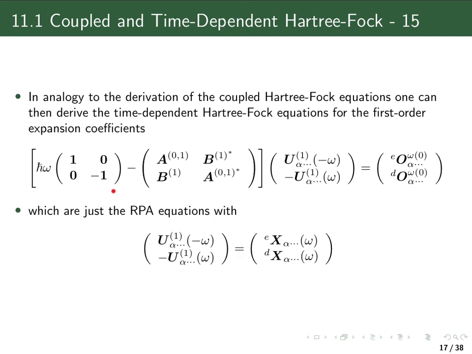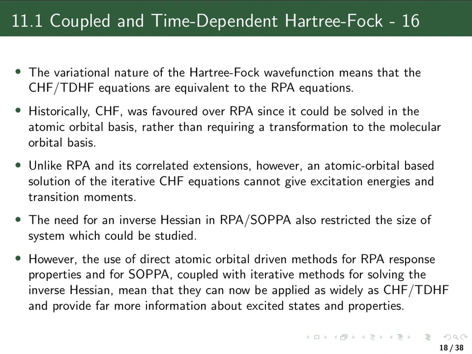And if one compares these equations with what we had for the random phase approximation in chapter 10, we can see again exactly that the U matrices are actually just our RPA solution vectors, the excitation part and correspondingly the de-excitation part. Which obviously means that time-dependent Hartree-Fock theory and the random phase approximation are the same theory. The derivation just starts from different points. So these two methods are essentially the same.